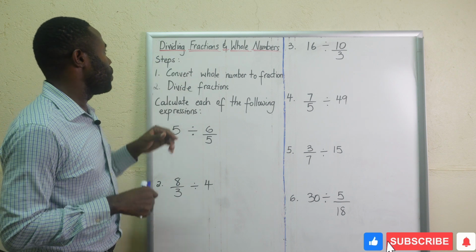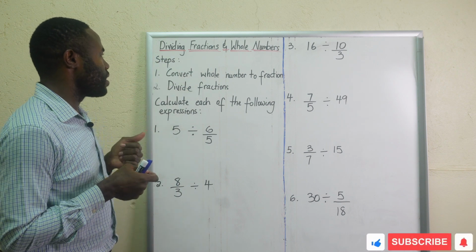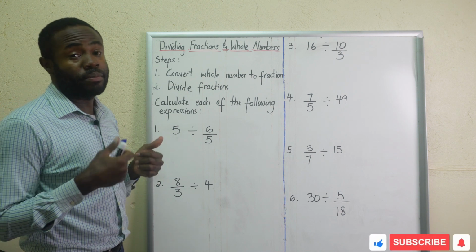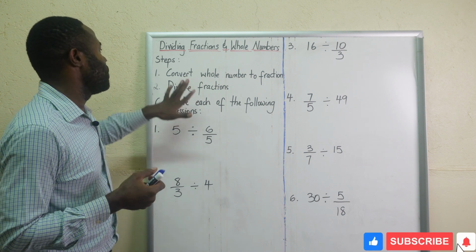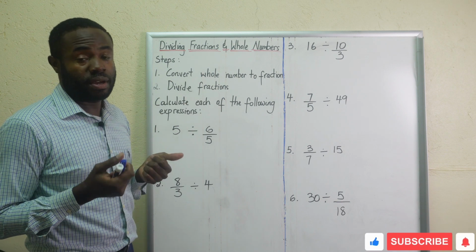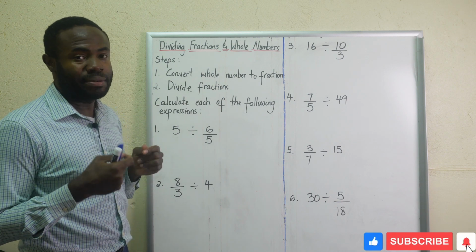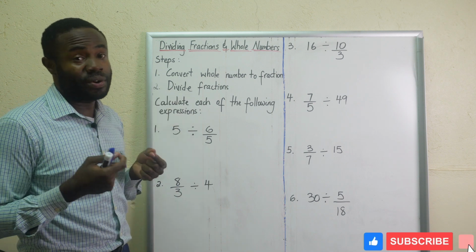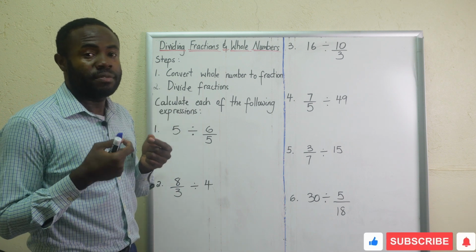In this lesson, we'll be focusing on dividing fractions and whole numbers. There are two steps that I'm recommending. Step one, you convert the whole number to a fraction. You do that by simply dividing by 1. Step two, you carry out the steps for dividing fractions.